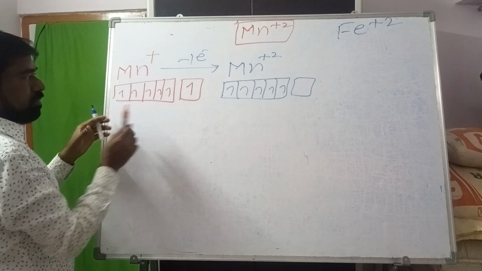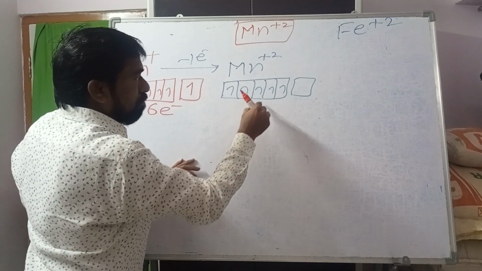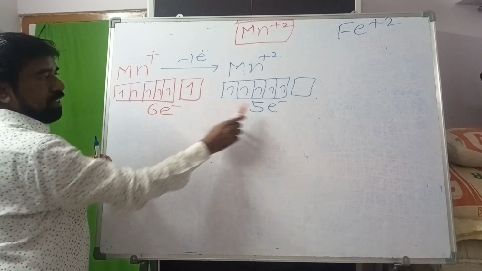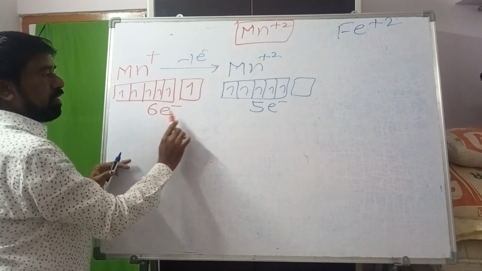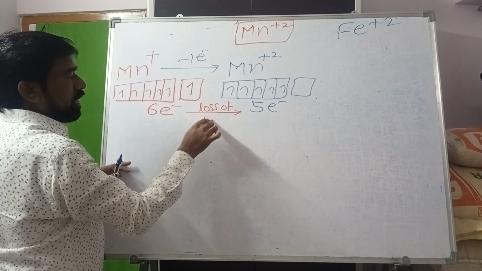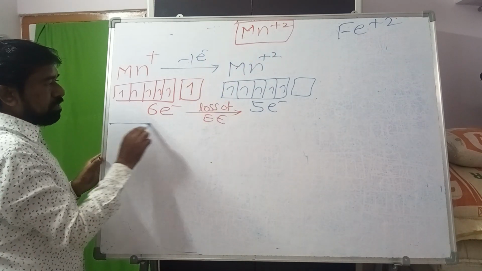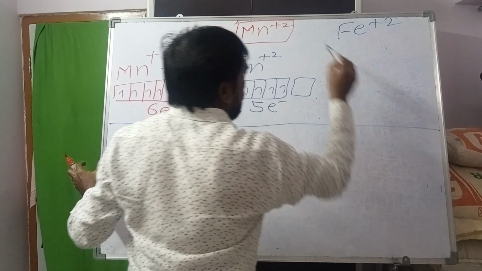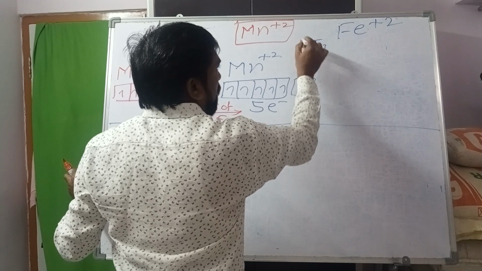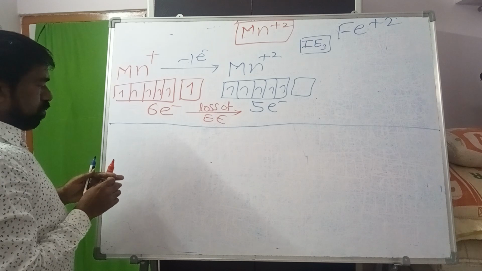Here, exchange energy with 6 electrons, 6 electrons parallel spin. Here 5 electrons parallel spin. Therefore 6 electrons to 5 electrons, 1 electron less. Therefore there is a loss of exchange energy here. Then next see this Fe plus 2. Now we discuss the I3. I3 means third ionization enthalpy. Which one is having more I3? Very important. For this one, Fe plus 2.